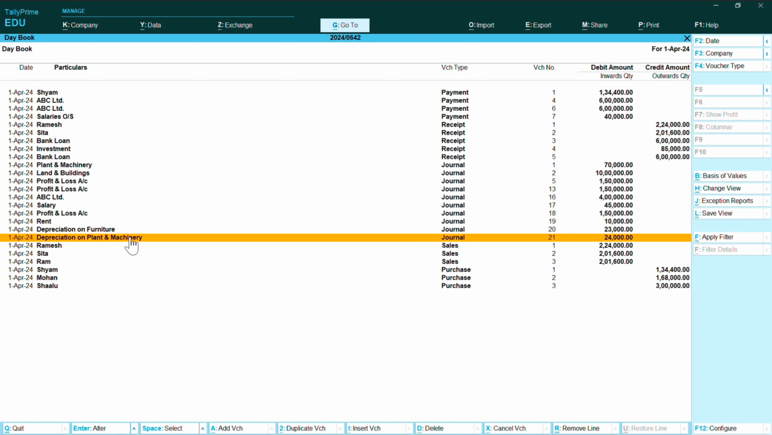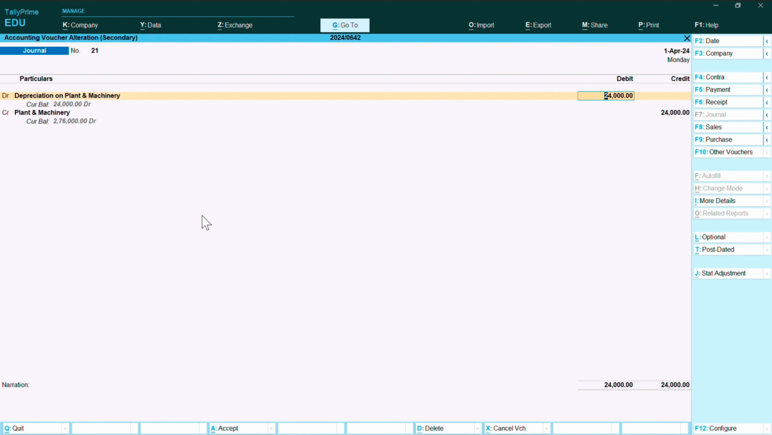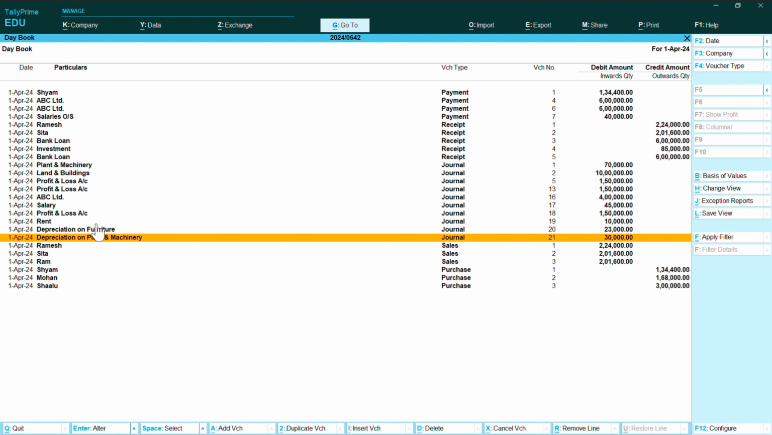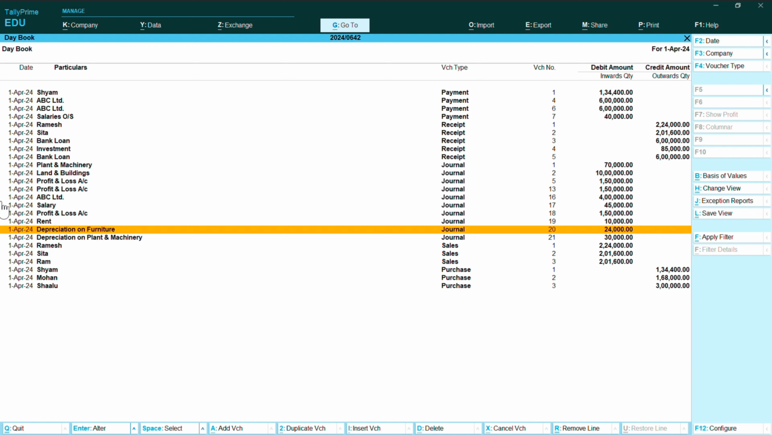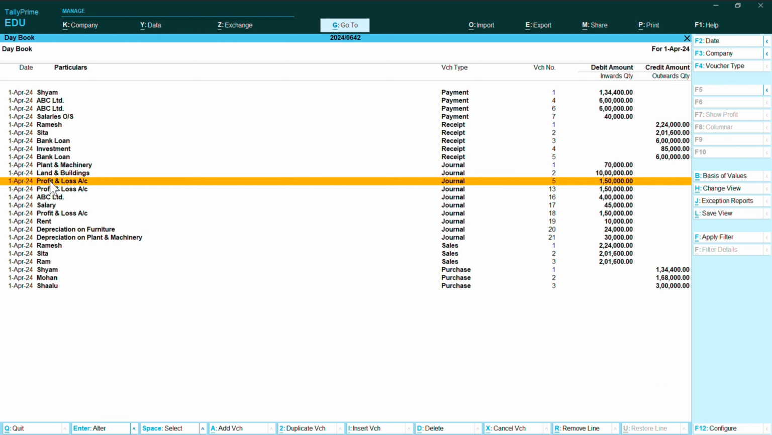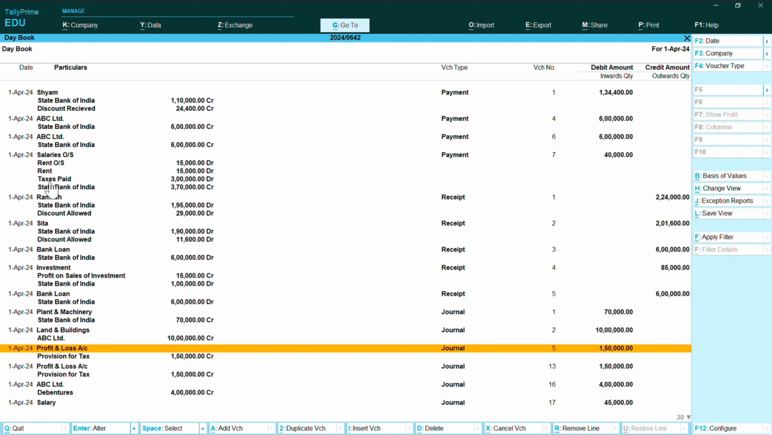Please learn carefully how to correct your mistakes in Daybook and Alter Ledger. See here, I have done one entry 2 times. To delete this entry, first select this entry and then press Alt plus D to delete it.